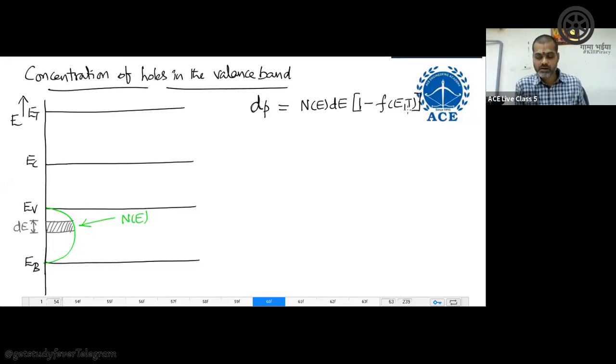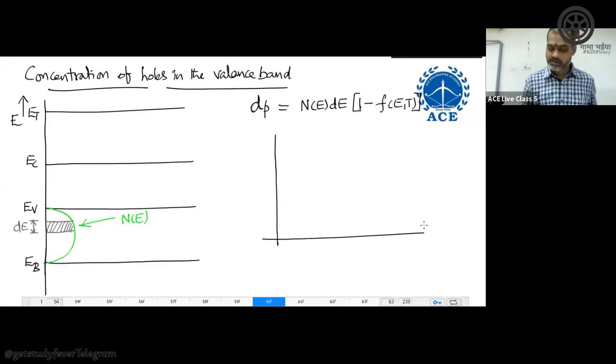Yes. Okay. Now, I should know what is the shape of this, 1 minus F of E comma T, so that I can put it into this graph. And then the similar procedure that we have followed earlier, we can do the same. So let me first get what is 1 minus F of E comma T, and then we'll go for the further discussion.